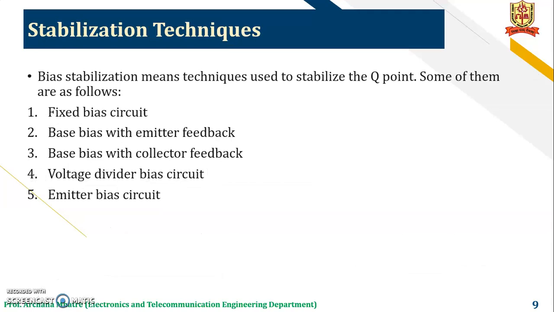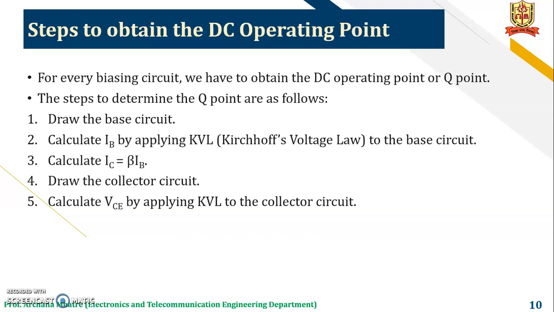Next, bias stabilization techniques. Bias stabilization means techniques used to stabilize the Q point. Some of them are as follows. First is fixed bias circuit, base bias with emitter feedback, base bias with collector feedback, voltage divider bias circuit, emitter bias circuit.